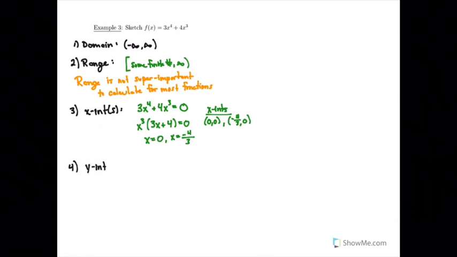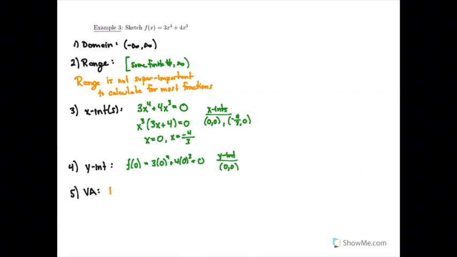Let's think about the y-intercept. Here we're going to be plugging in 0 into the function. And again, this gives us 0, and that's not a surprise, as we kind of already knew that the origin was the x-intercept. It also has to be the y-intercept. Let's think about vertical asymptotes. There are none. There is no denominator.